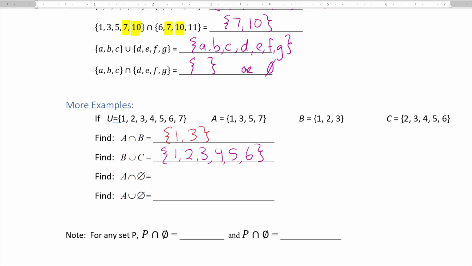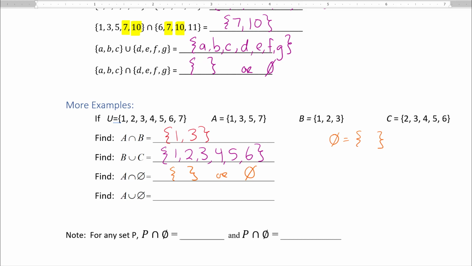How about A intersect with the empty set? This is the empty set here. So what belongs in A that is also in the empty set? Well, there's the empty set. If you want to think about that over here, let me add it. What elements are in A and also in the empty set? Well, there isn't any. So either the empty set, or you can write it that way as well.